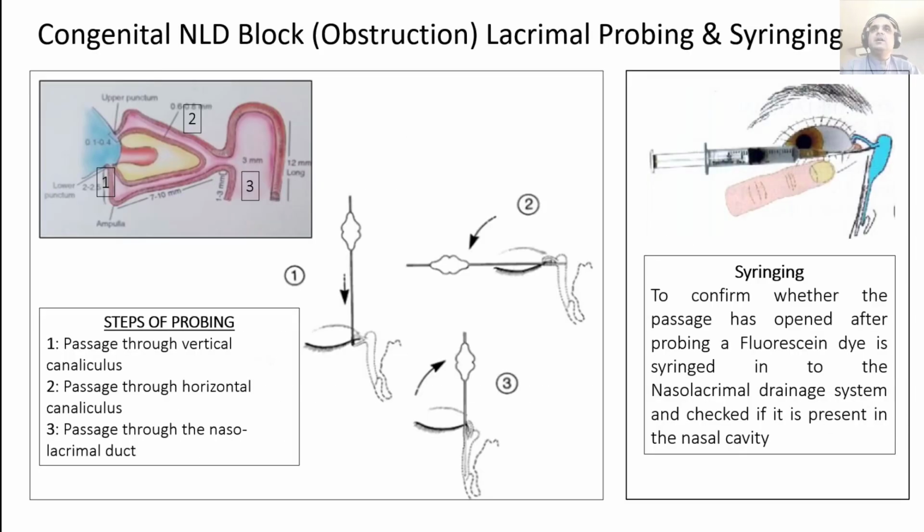So this is how probing and syringing is done. Probing is done using a probe. I'll show you a video. What you do is you pass the probe through the lacrimal canalicular system, the vertical part, then the horizontal part, and then down into the nasolacrimal duct.